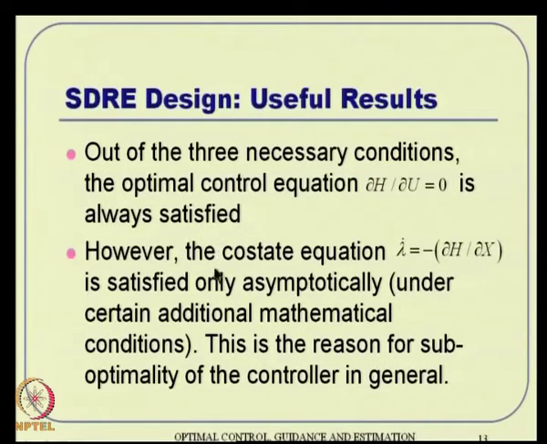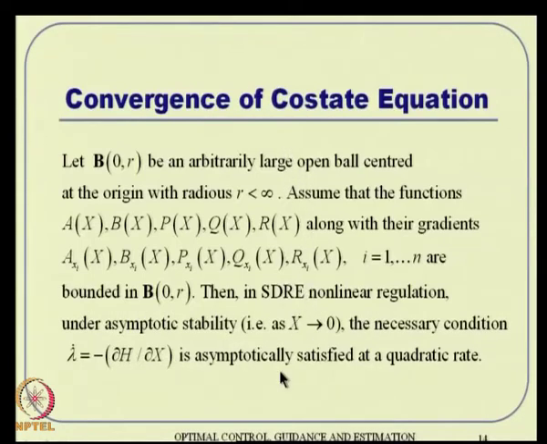So, the only problem is that the costate equation does not satisfy exactly. However, the costate equation, which is lambda dot is minus del s by del x, is satisfied asymptotically. And that happens only under certain additional mathematical conditions as well. This is the reason for suboptimality of the controller in general. Now, the question is, what are those additional mathematical conditions? This tells us something like that.